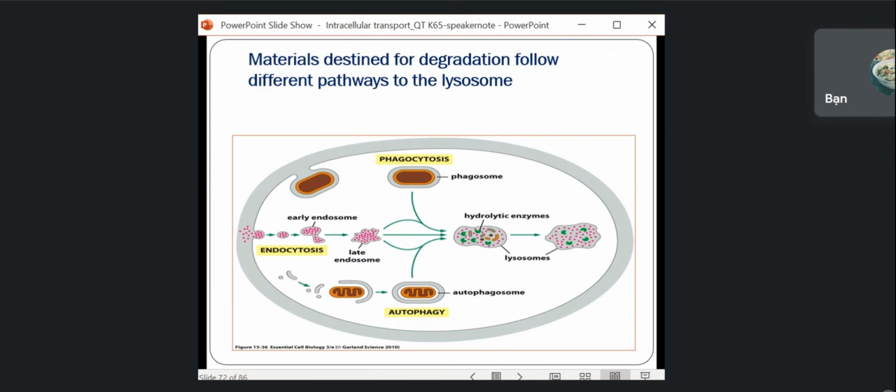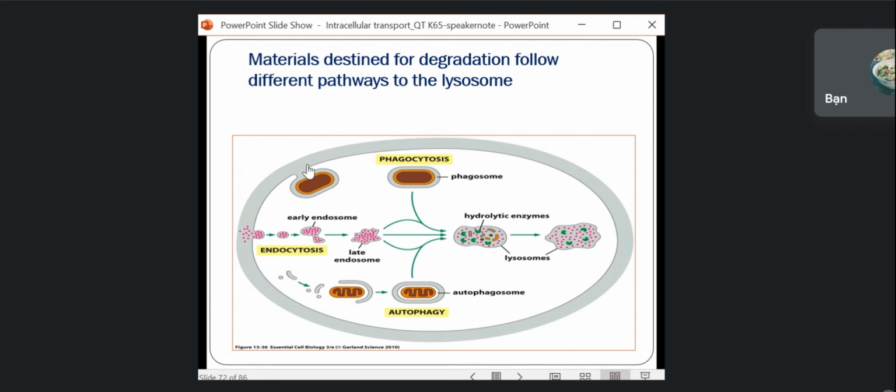Also, the other material imported into the cell will be destined for degradation through different pathways. So endocytosis, as I already mentioned before: the cell takes up the molecule from outside, and it is fused with the endosome and then the lysosome, and in the lysosome it will be hydrolyzed by enzymes.